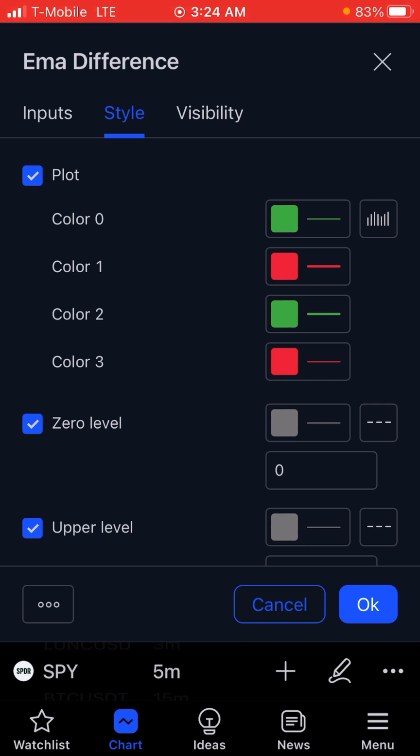But what you want to do is change your colors. At least this is what I do, because the default colors kind of throw you off a little bit, and it gets too confusing. This way helps you see the patterns better, whether it's going to go up or go down. So you want to change your colors to green and red.